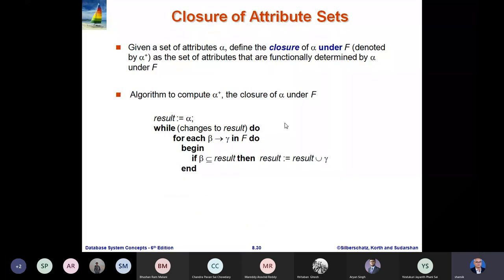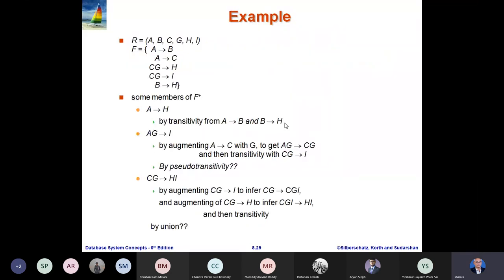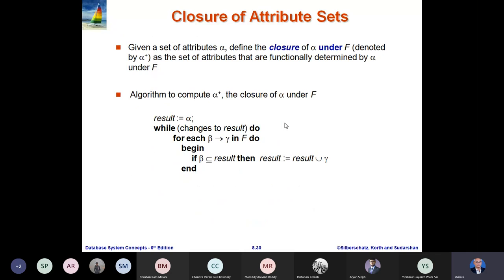The other concept is, what we have seen is the closure of a given set of functional dependencies. The other is what is called the closure of attribute sets. So we have been given a set of attributes alpha. We define the closure of alpha under F, denoted as alpha plus, as the set of attributes that are functionally determined by alpha under F. What is important is that we have been given alpha under F, and then we are trying to figure out which all are functionally dependent on alpha.